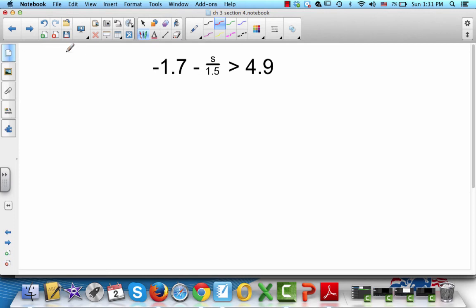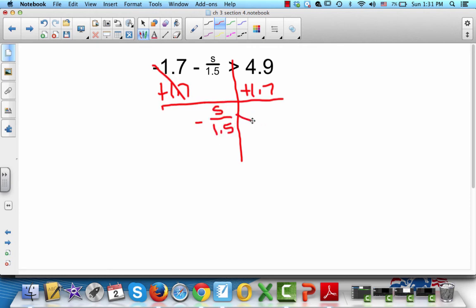All right, so we've got another example that we want to do. We've got to draw a line first. We'll do plus 1.7 on both sides. Plus 1.7 on the other side as well. That cancels each other out, and we're left with negative s over 1.5 is greater than 6.6. Now we want the 1.5 that's on the bottom to go away and that negative sign. So we're going to multiply both sides by negative 1.5.